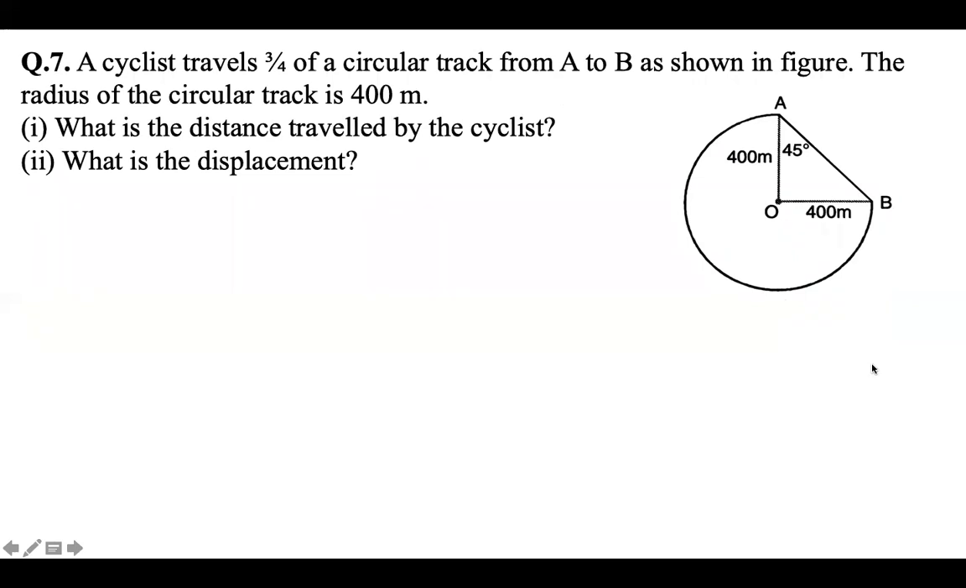Next question is, a cyclist travels 3/4 of a circular track from A to B as shown in the figure. The radius of the circular track is 400 meters. What is the distance traveled by the cyclist and the displacement? Distance कैसे निकालेंगे? By taking out the circumference and removing 1/4 of it from itself.